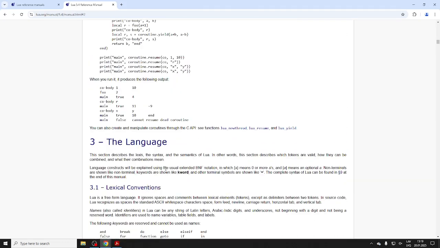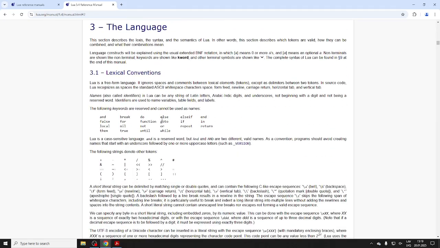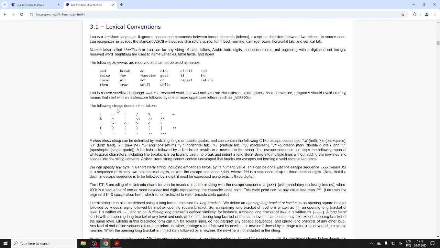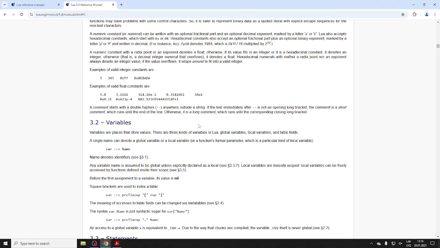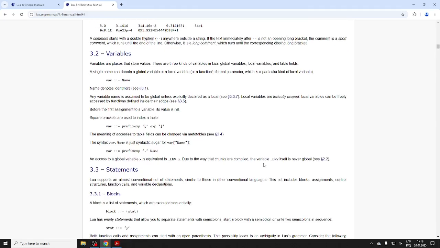Coroutines. Lexical conventions, like these are the keywords. So this is more syntax, of course. Notice this also covers the syntax. Variables: variables are places to store values. I like the definition. Global variables, local variables, and table fields. A single name could denote a global variable or a local variable. And this is how you define a variable in Lua.